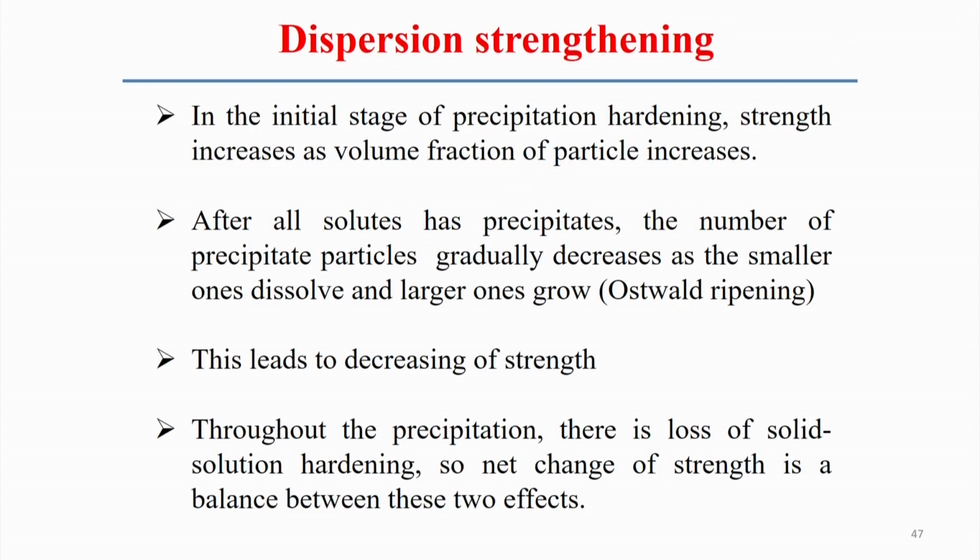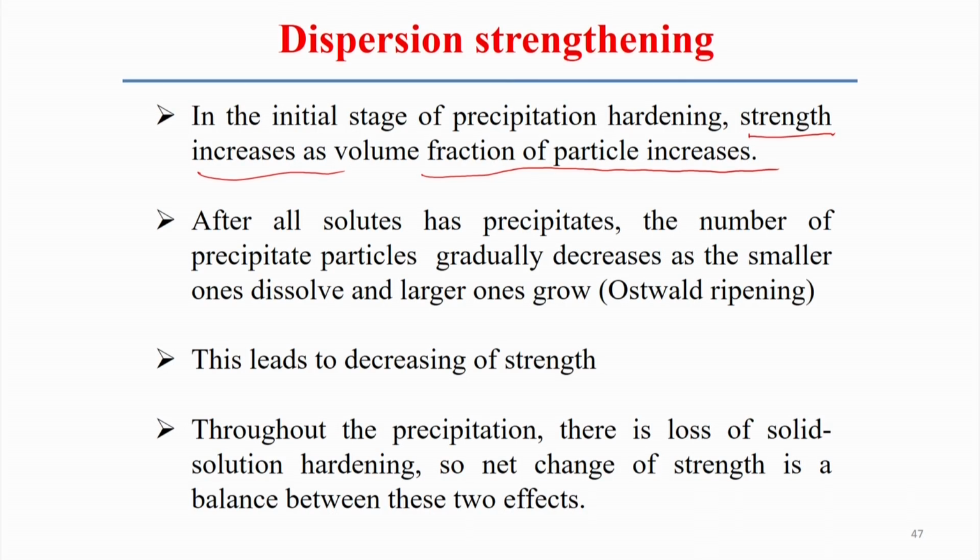Therefore, in the initial stage of precipitation hardening, strength increases as the volume fraction of particles increases. That is true, we have theoretically shown that strength increases as the volume fraction of particles increases. But after all solutes have precipitated out, the number of precipitate particles gradually decreases as the smaller ones dissolve and the larger ones grow. So that means the larger particles will try to grow by consuming the smaller particles.